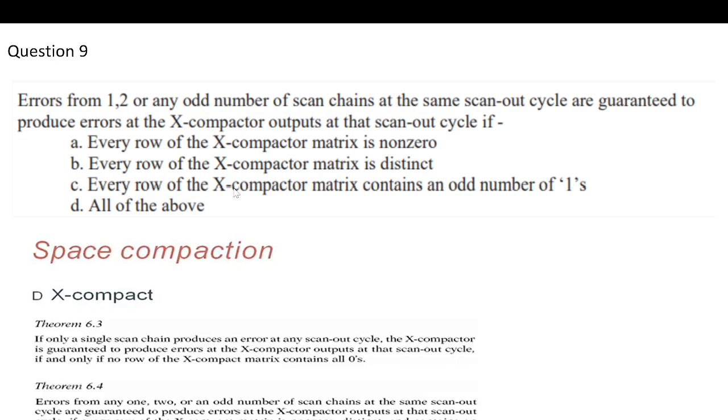Errors from 1 or any odd number of scan chains at the same scan out cycle are guaranteed to produce an error at the X compactor output at that scan out cycle if what are the conditions? If it is non-zero, so it is correct. Distinct, and contains an odd number of ones. Contains an odd number of ones, all of them.